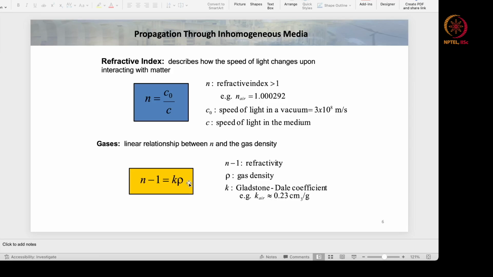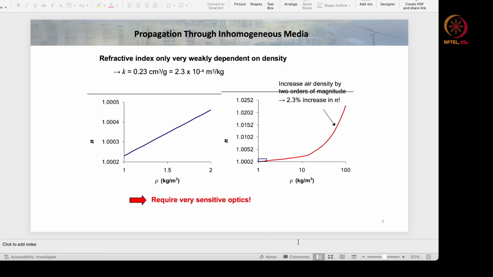You can do all kinds of stuff. So this is good news that you have a direct correlation between the density and the refractive index, and the refractive index is all about the velocity of light in the two mediums concerned. But to make the story a little bit difficult, refractive index is a very weak function of density.